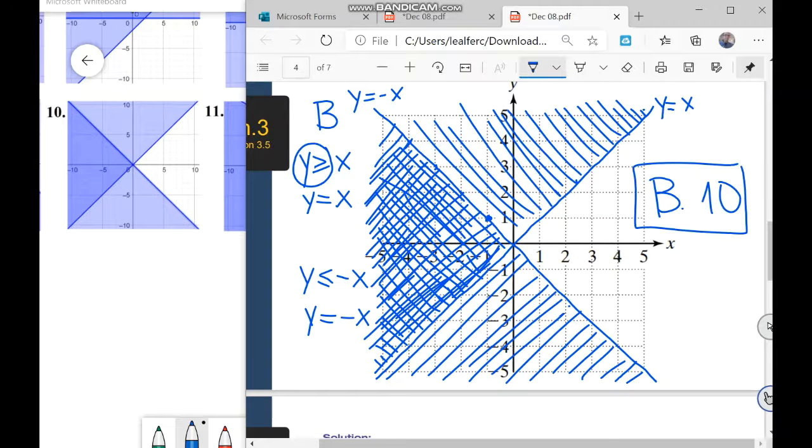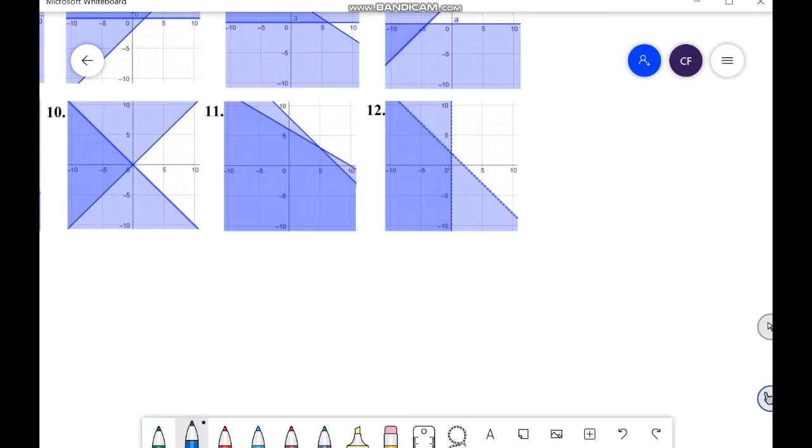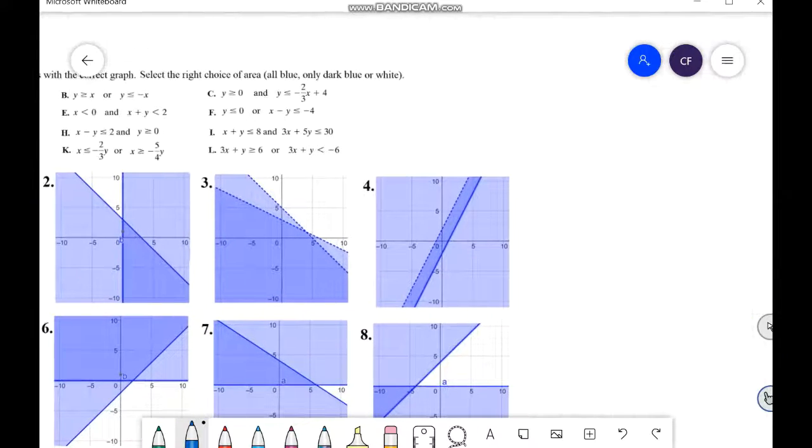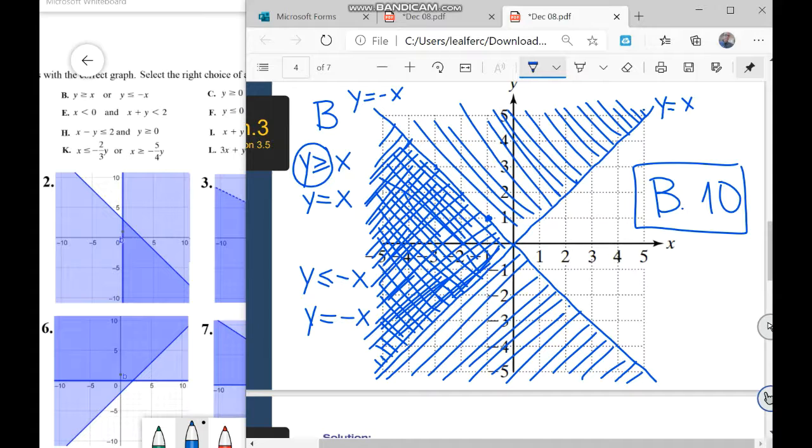Letter B, number 10, and this one is OR. Check here, letter B is OR, right? If it's OR, it is all blue, all the shaded areas are the solution for this compound inequality. That's it. That's how we work by hand.